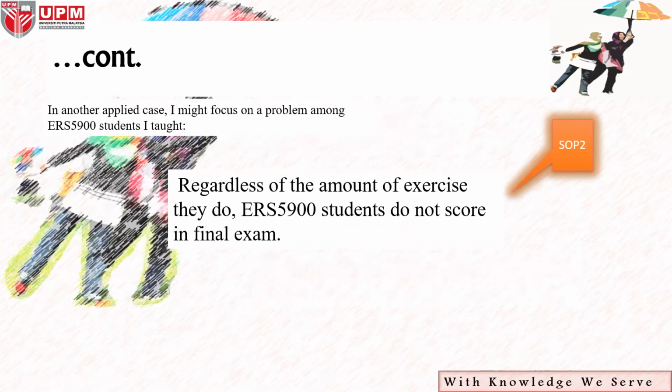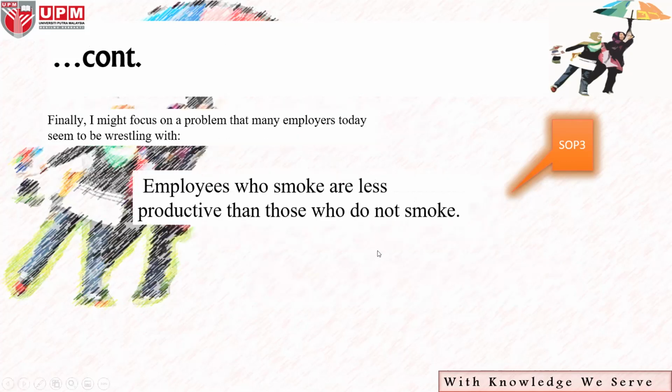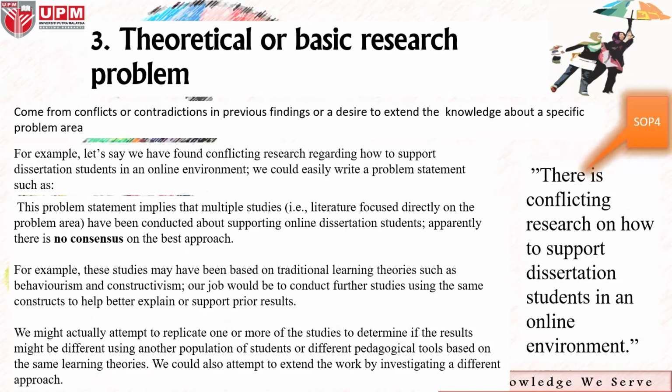In another applied case, I might focus on a problem among ERS5900 students I taught. For example, regardless of the amount of exercise they do, ERS5900 students do not score in the final exam. This is another example of a practical gap. Finally, I might focus on a problem that many employers today seem to be wrestling with. For example, employees who smoke are less productive than those who do not smoke. Any questions? Do you see what a practical gap is now?